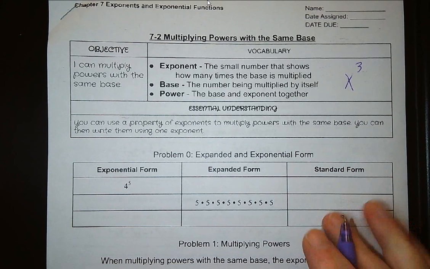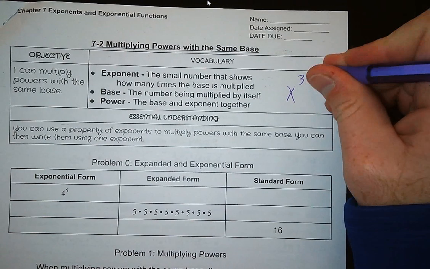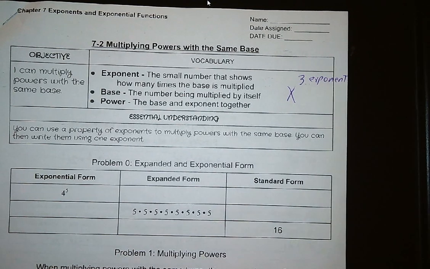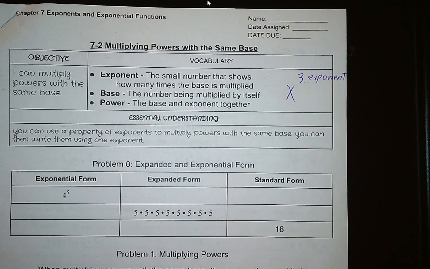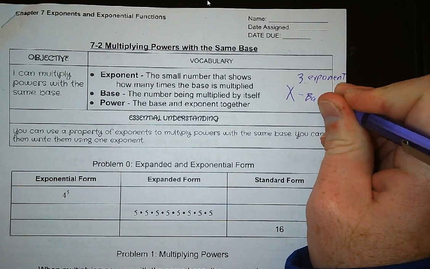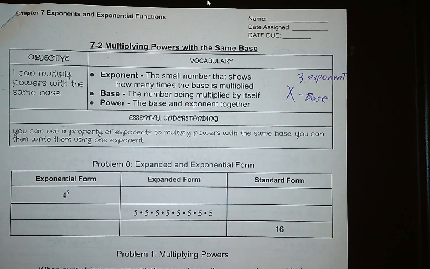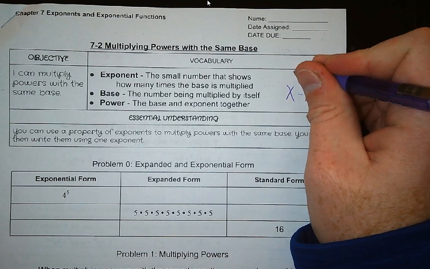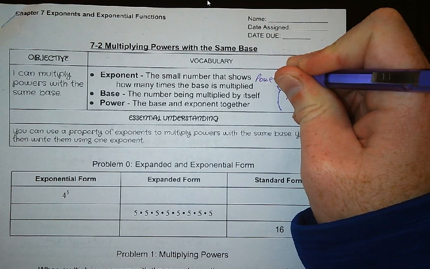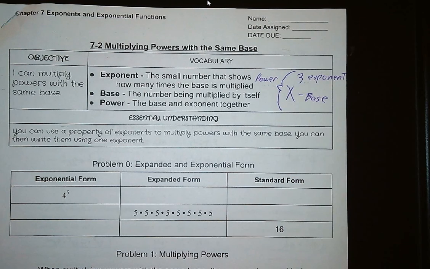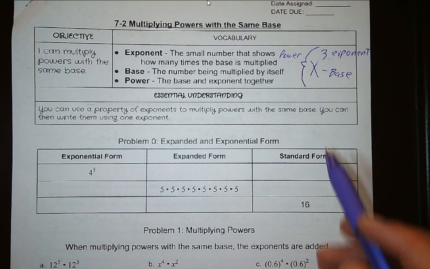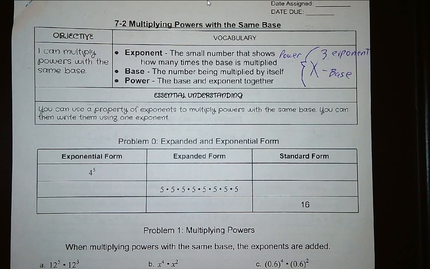So the exponent is going to be this little number up at the top. The base is the number that is being multiplied by itself. And a power is the base and the exponent together. So we call the whole thing a power. The base is the number that's going to be multiplied a bunch of times, and the exponent tells us how many times it's going to be listed.